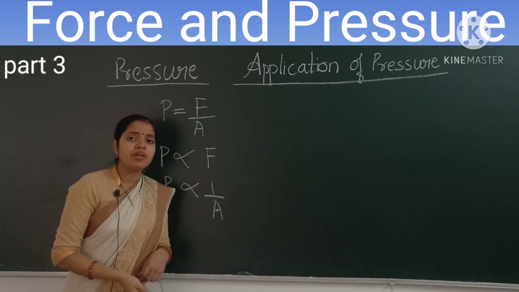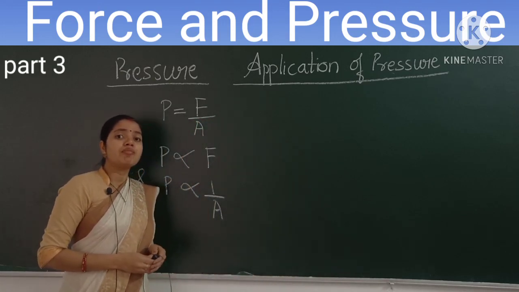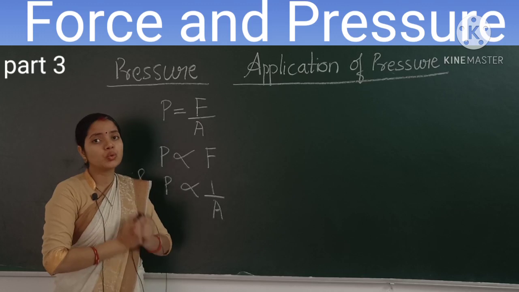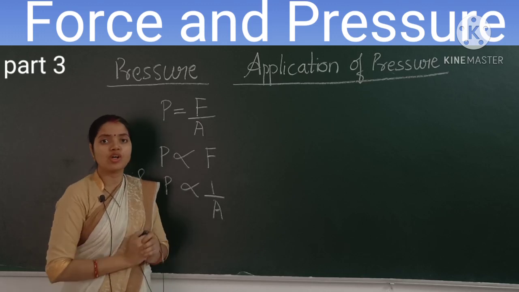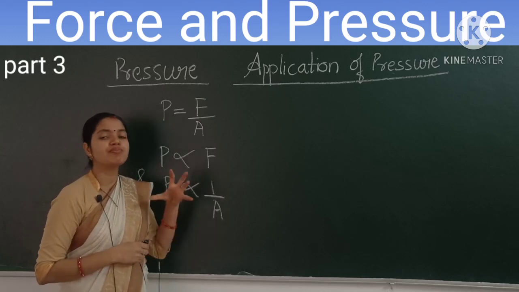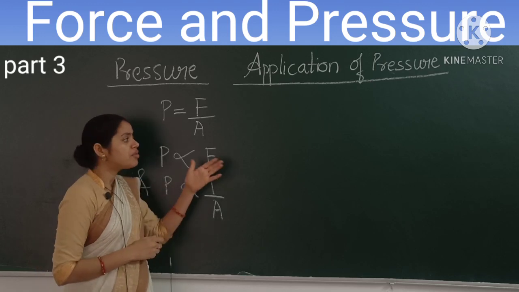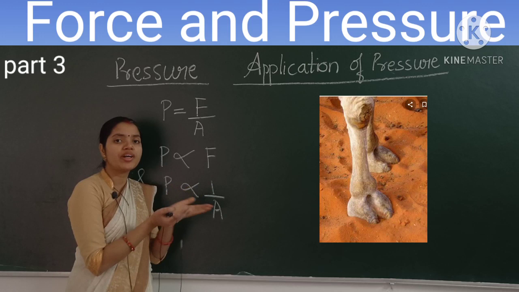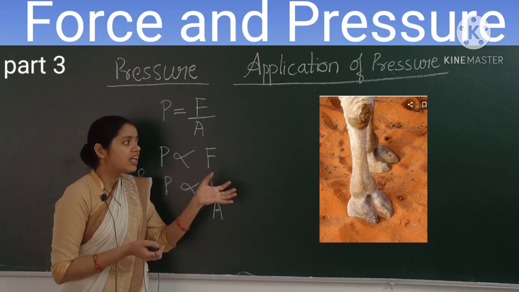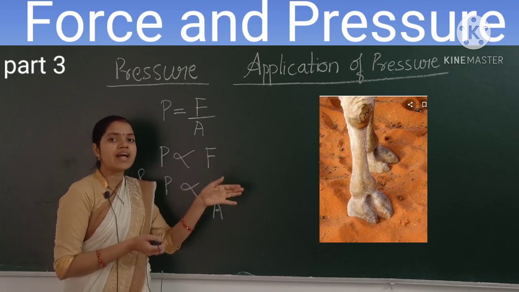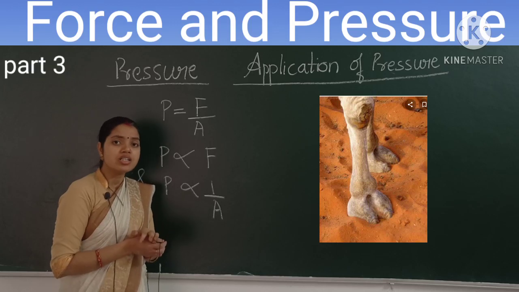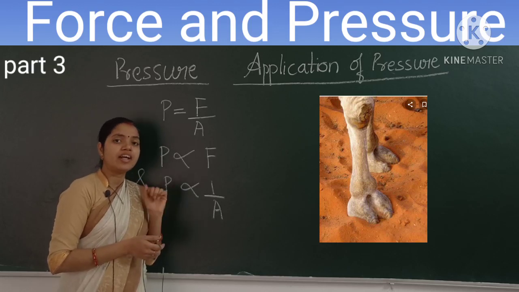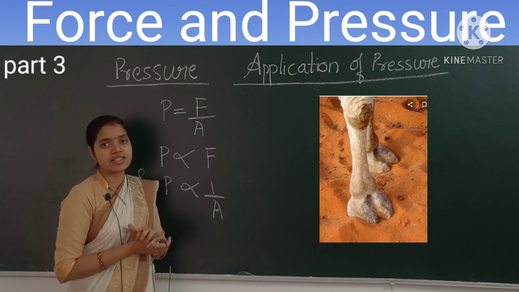So the first application of pressure is that a camel can walk easily through the desert. Why? Because the feet of the camel are broader. Okay, so you can see the camel's feet. What are they? Broader. It means that the area is more, so it exerts less pressure on the desert and it can walk easily through the desert.